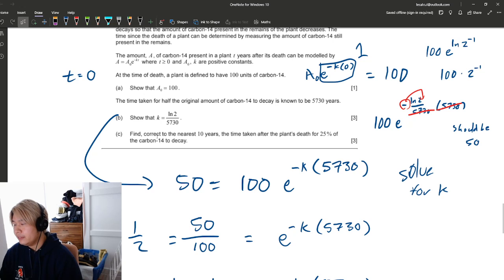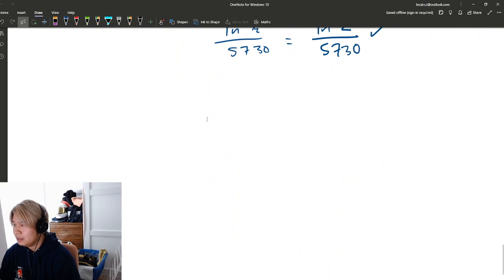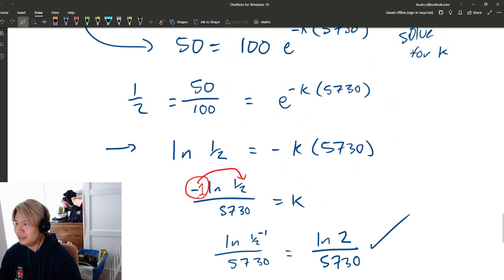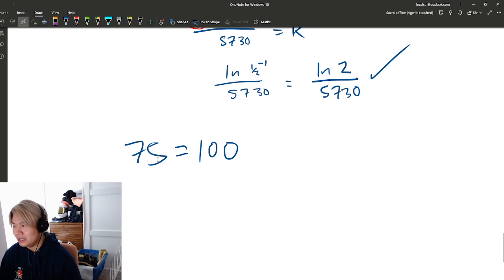Okay. Find correct to the nearest 10 years the time taken after the plant's death for 25% of the carbon-14 to decay. Okay, so please don't just take this number, which is 50% decay, and divide it by 2. What we're gonna do is, now that we know what k is, we can just figure this out. 25% to decay, right? So that means if you start with 100, you end up with 75. Please be careful with the wording. 25% decay means you would have 75 left out of 100.